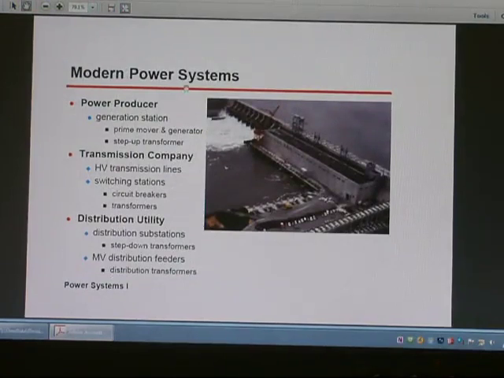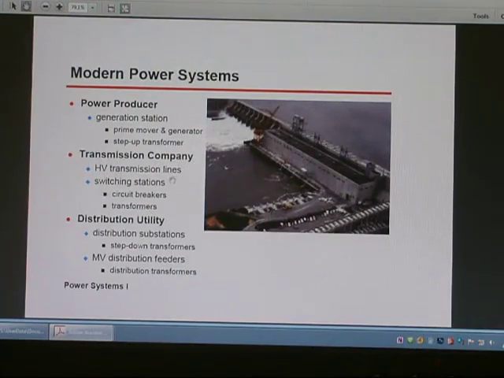The modern power system includes the power producers. The generation station includes the prime mover, generator, and step-up transformer. The prime mover drives the generator and the generator produces electricity, and this electricity is stepped up by the step-up transformer for the high voltage transmission line. The transmission companies include the transmission lines, transmitting power over the lines.